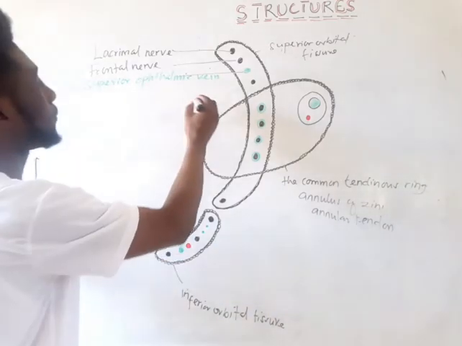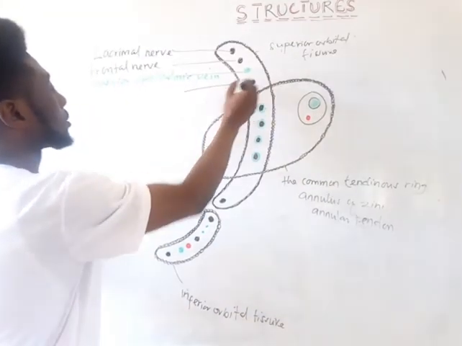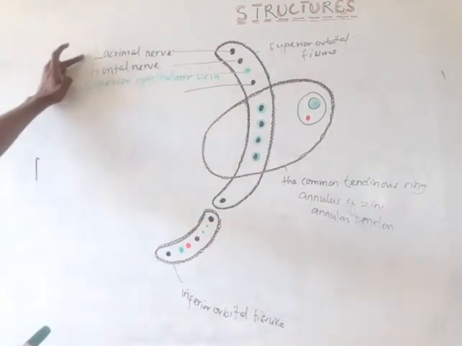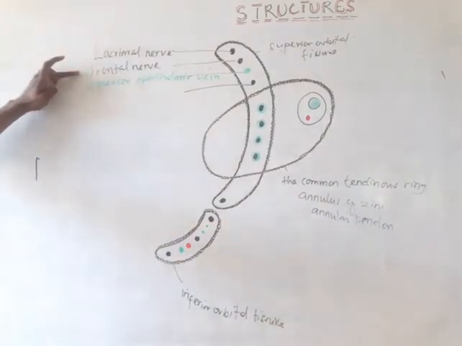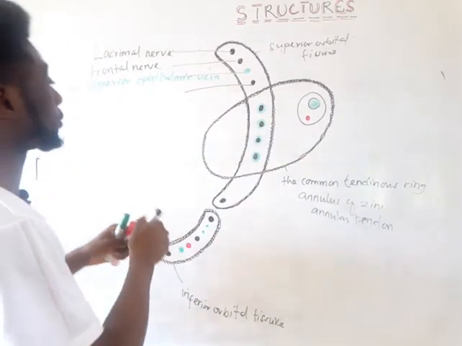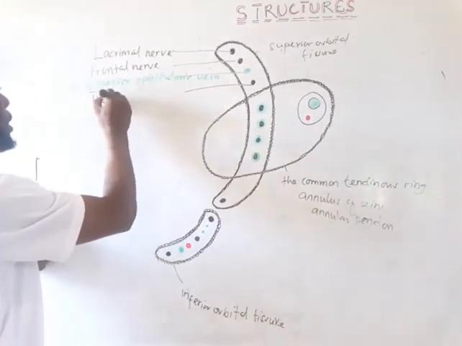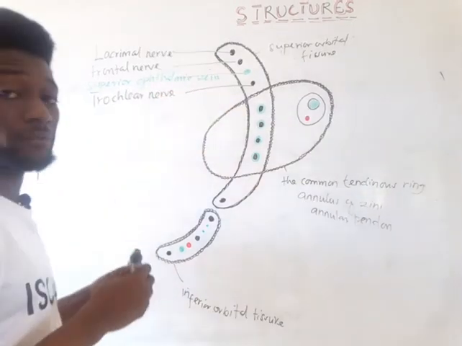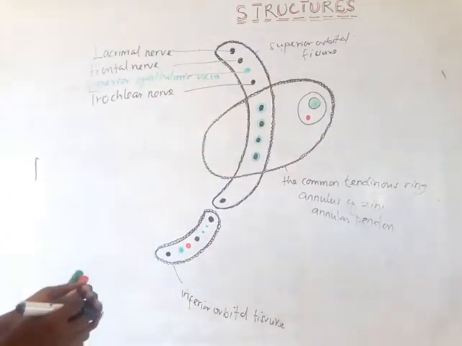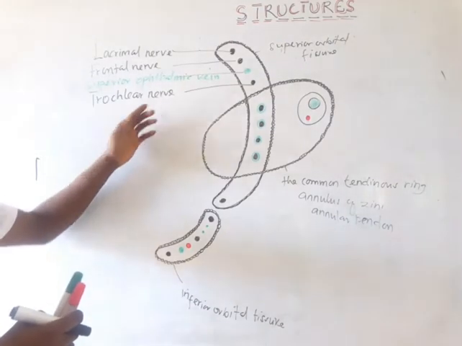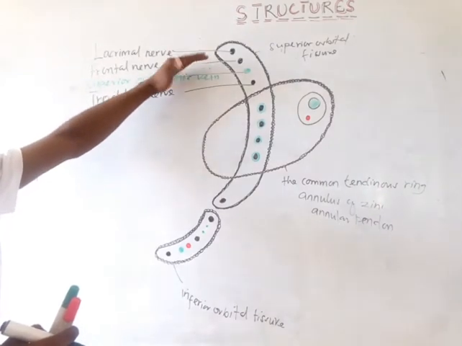Now, the fourth one. I say lacrimal nerve, frontal nerve, superior ophthalmic vein, and the last one, the fourth one, is the trochlear nerve. Great. So the lacrimal nerve, frontal nerve, superior ophthalmic vein, and trochlear nerve pass through the topmost part of the superior orbital fissure.